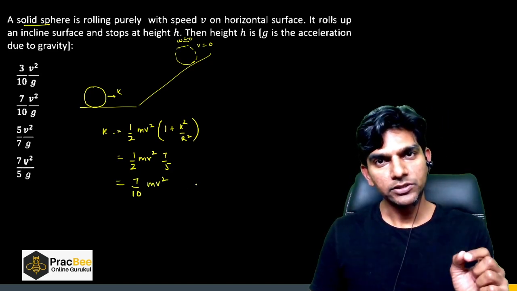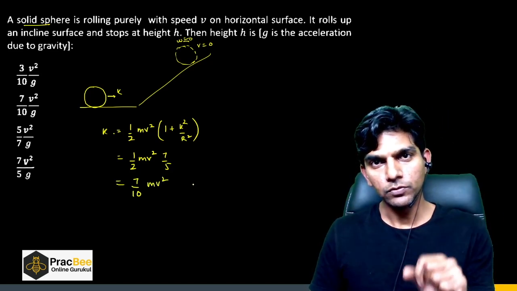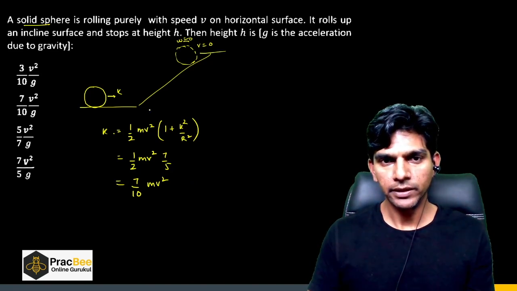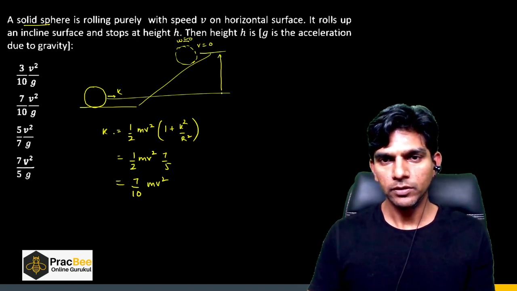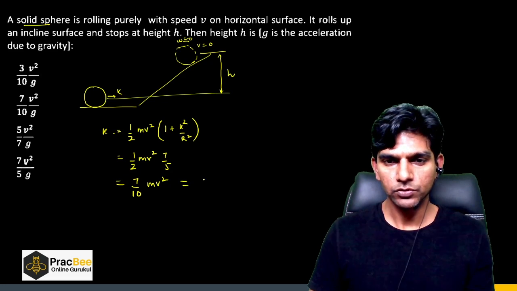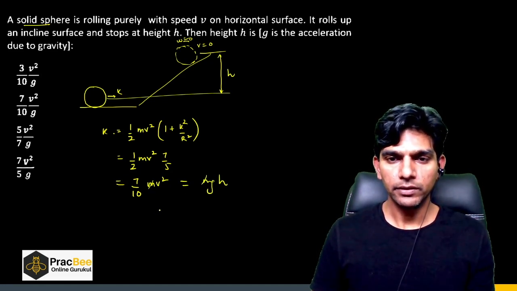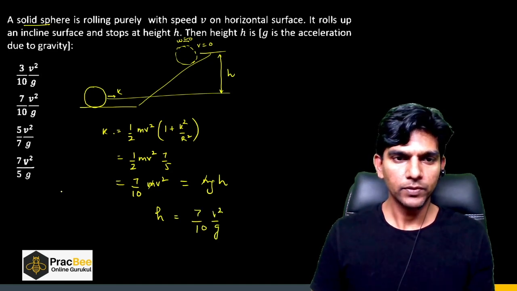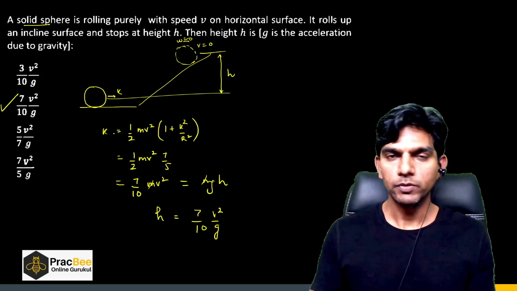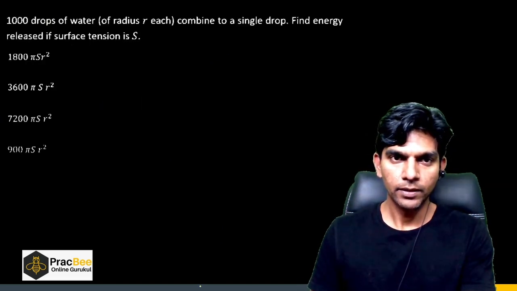Now this kinetic energy has completely converted into potential energy, and let us say it has gone up by the height h, so it will be equal to mgh. So m will get eliminated and we have to find the h value. So h will be 7 by 10 v square by g. So option 2 is the right answer.